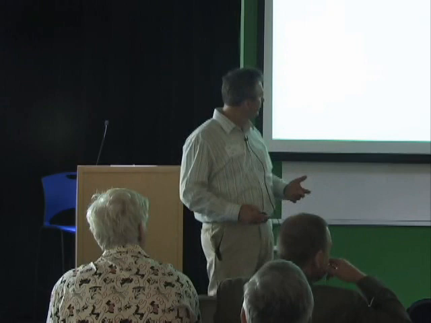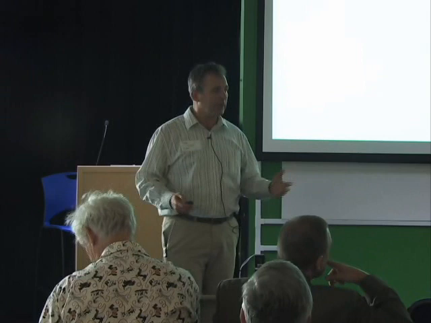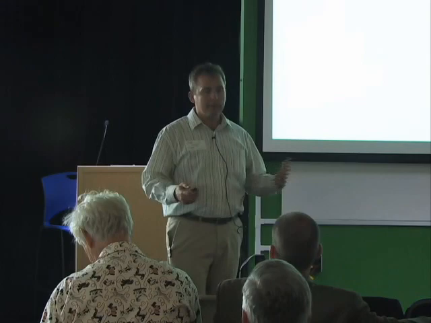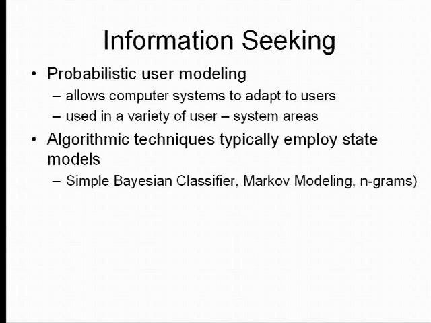A particular aspect I'm going to talk about is probabilistic user modeling, which is an important area in personalization, really used in a lot of forms of human-computer interaction to make that dynamic relationship between the user and the system better. A lot of the algorithmic techniques currently employed in this aspect of modeling focus on some type of state. These are three examples of methodologies here: Bayesian classifiers, Markov models, or n-grams.